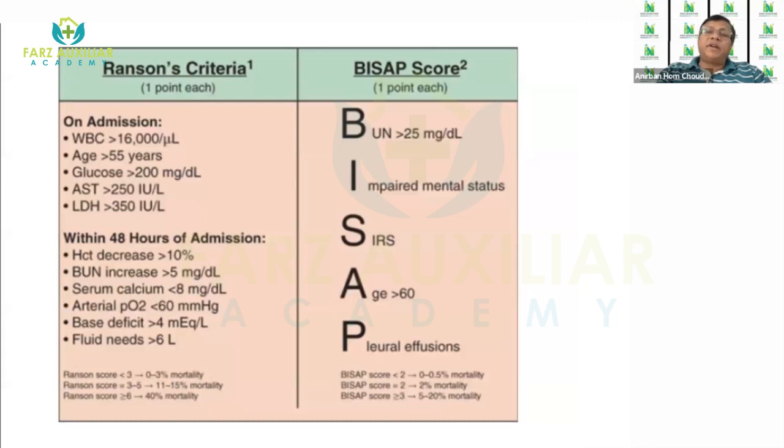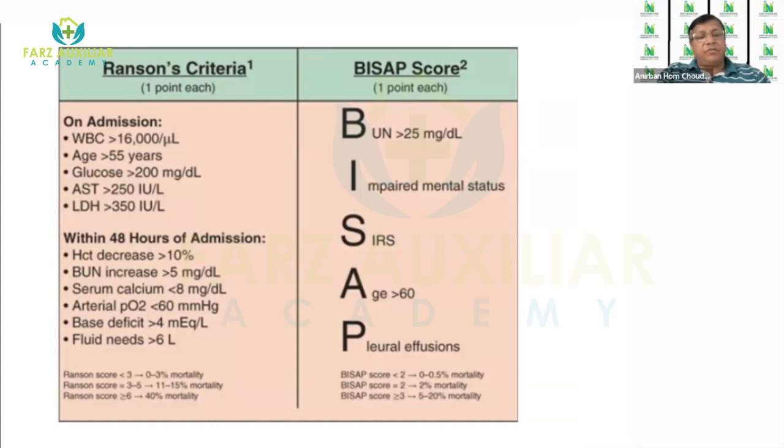BISAP: BUN of greater than 25 is important, impaired mental status, SIRS, age more than 60, and pleural effusion. A score of less than 2 indicates 0 to 0.5% mortality. A score of 2 indicates 2% mortality. A score of more than 3 indicates 5 to 20% mortality. So that way it is easy to remember.